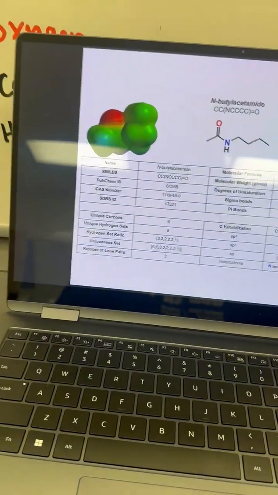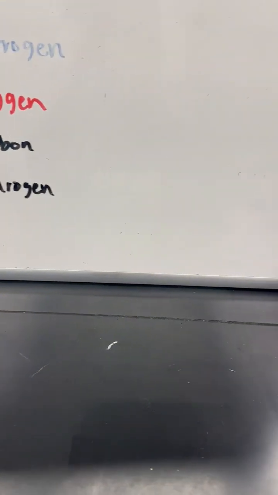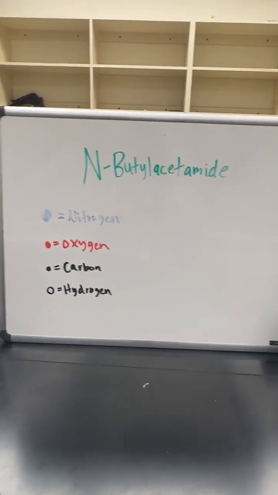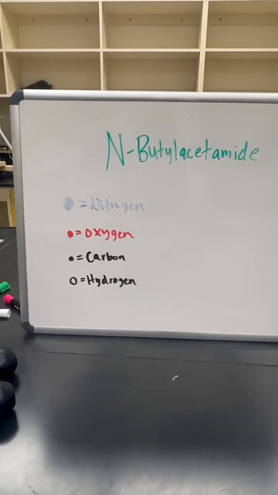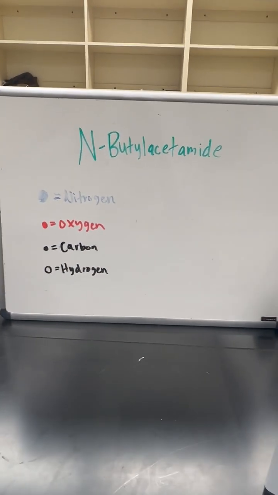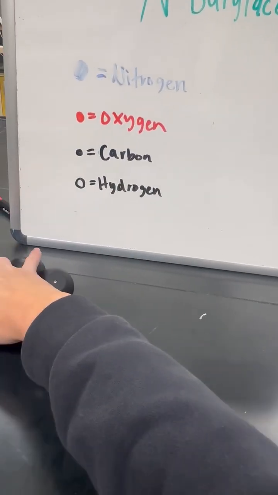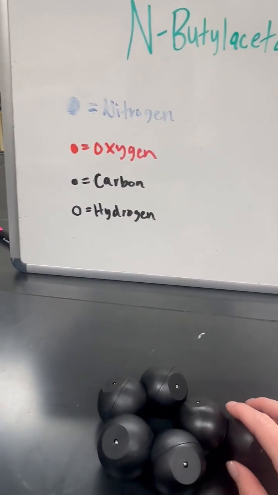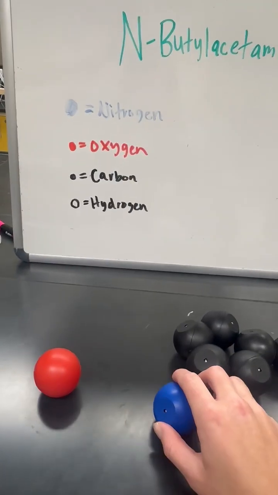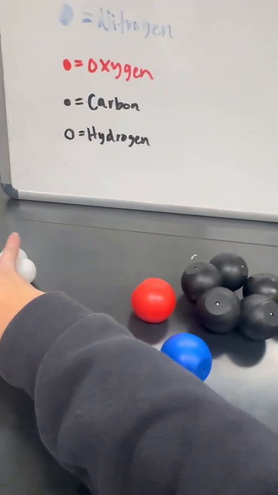So we are going to build this molecule. To start, the blue is going to be the nitrogen atoms, the red is going to be the oxygen, the black is the carbon, and the white is the hydrogen. So here we have our 6 carbon atoms, 1 nitrogen and 1 oxygen, and 13 hydrogens.